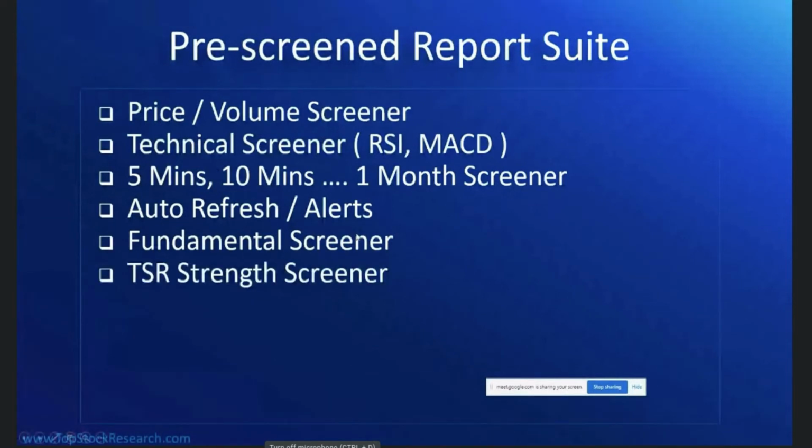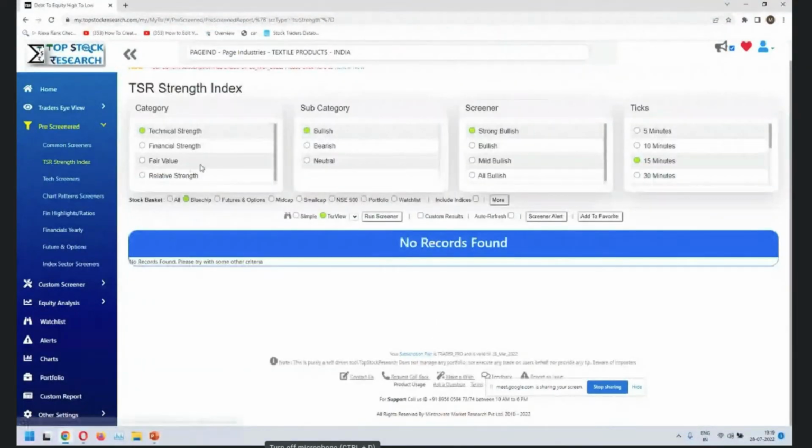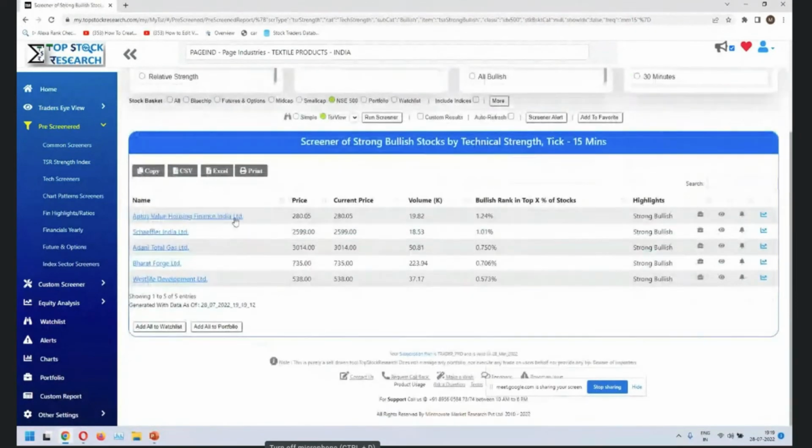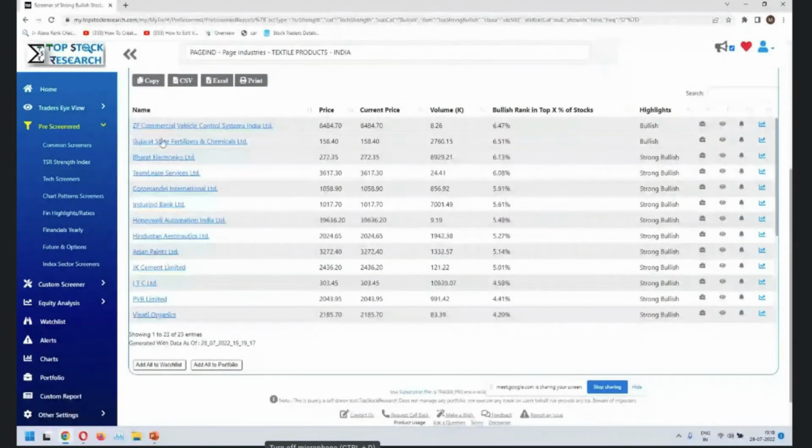Next in line is the TSR technical strength indicator. This is something which is our own proprietary indicator. We'll have a completely separate session for this one. But to give you a brief overview, you go to the TSR strength index, and you can always find the stocks which are most bullish on any tick. For example, on the 15 minute tick, not too many. So maybe let's go into the EOD tick, right? If you look, ZF Commercial looks very bullish.